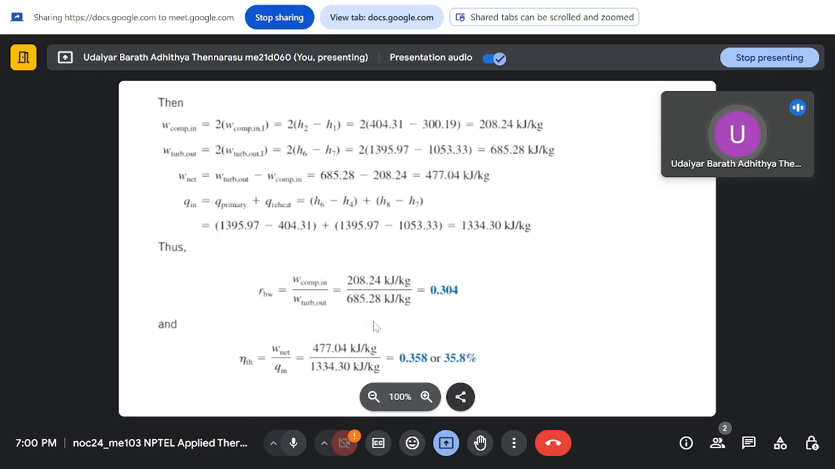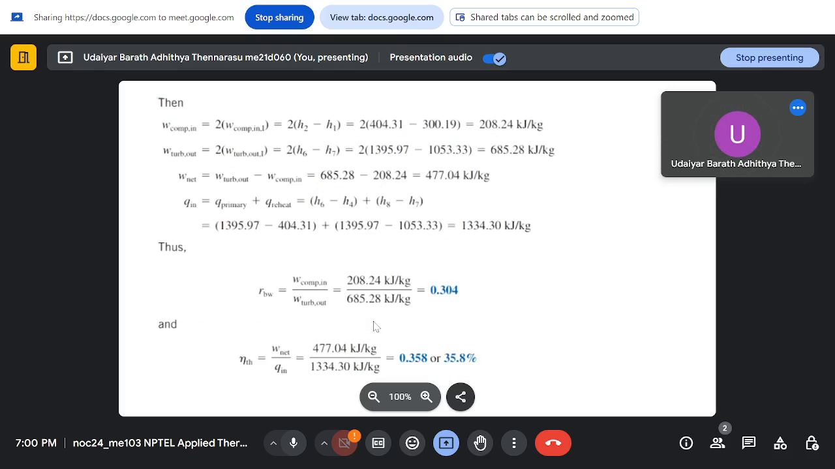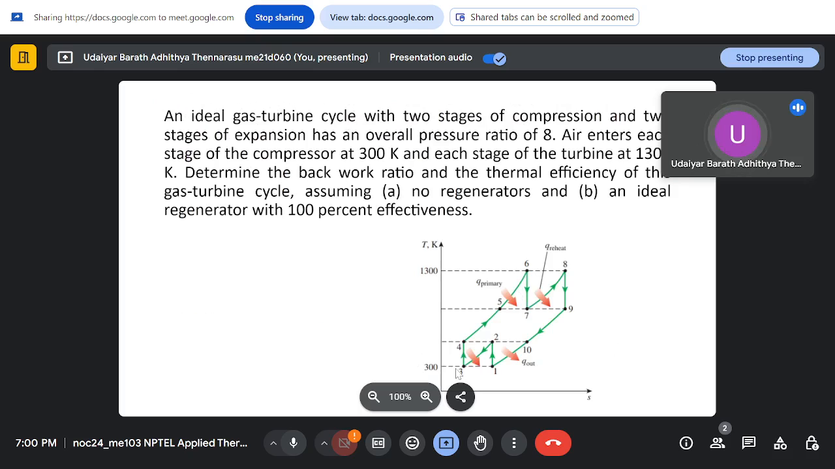So we see how the cycle will look like. This will convert into a constant temperature line, and here also constant temperature heat rejection and constant temperature heat addition. So that is how it will look, but it will have multiple stages there.